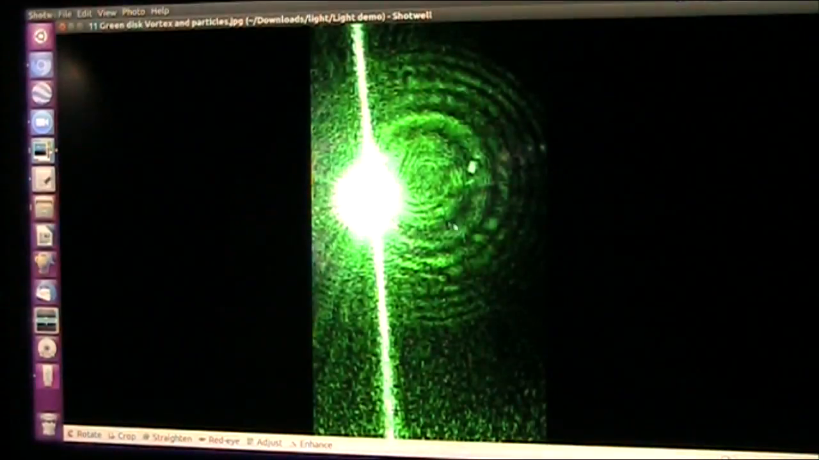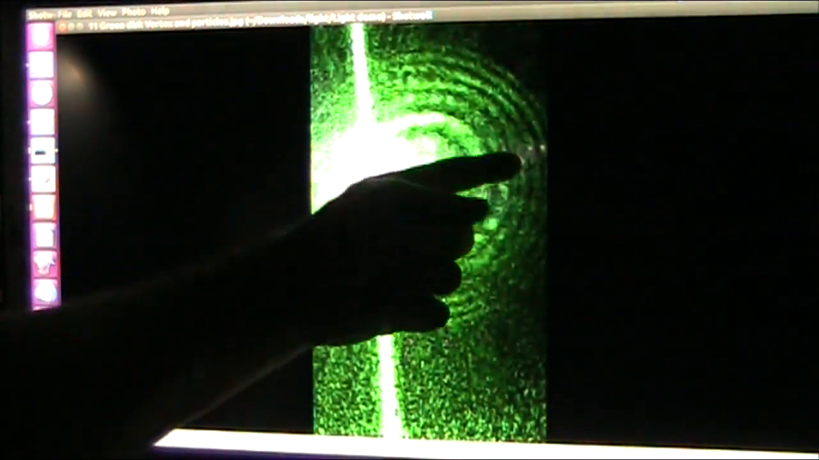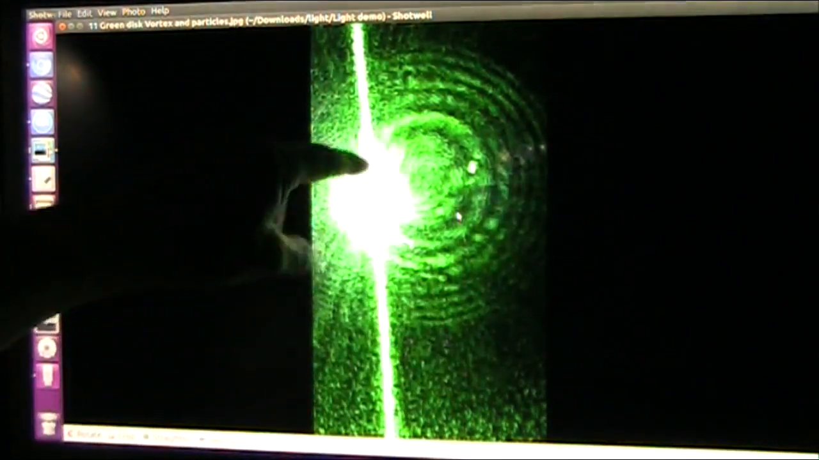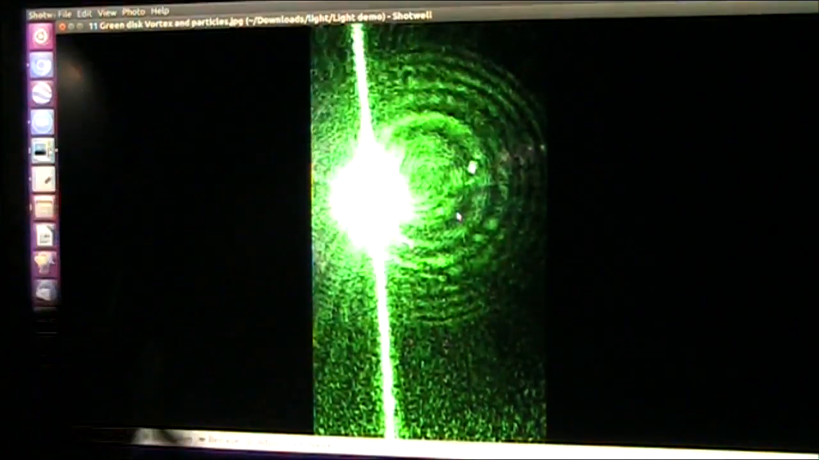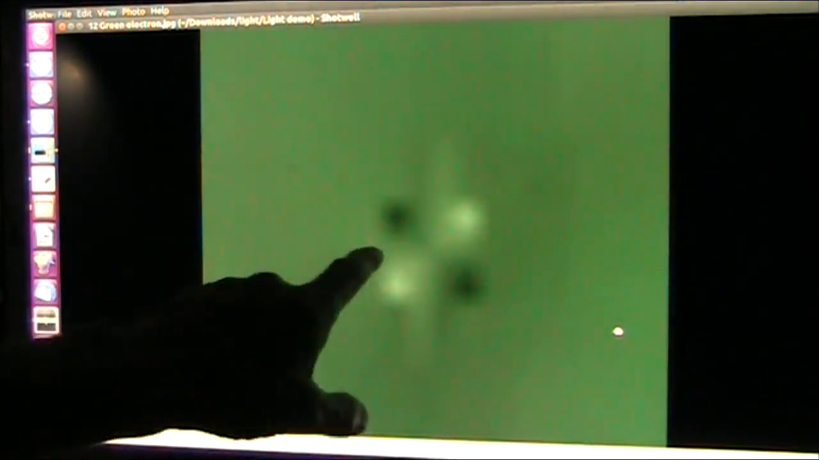Now, this is a green vortex where it's coming out towards us, and it's a spinning little particle. It's losing power. You can see it's bright, then less, and this is the field that surrounds it as it comes out. This is a green electron. Let's see, you can't deny this. You can deny whatever you want to deny, but you can't deny that it exists.